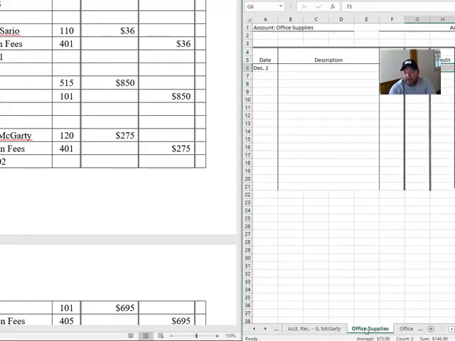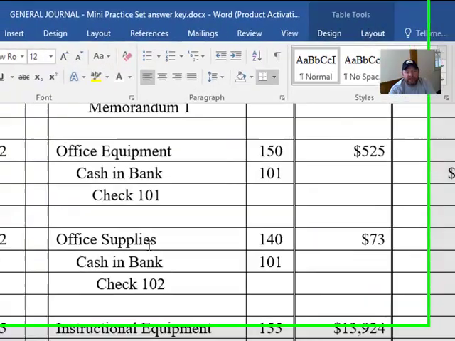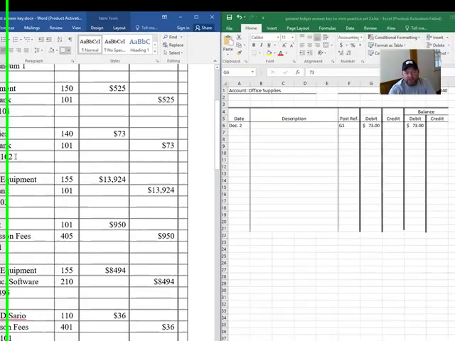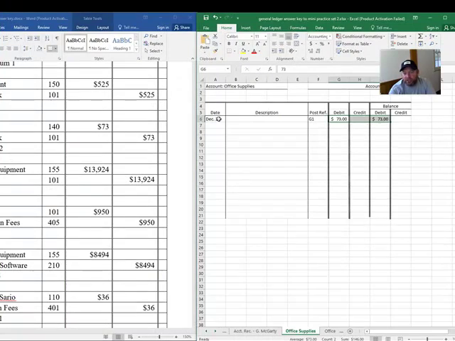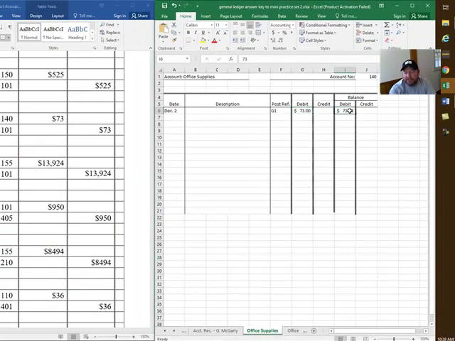Okay, our next account is office supplies, and this was on the 2nd of December. We purchased $73 worth of office supplies by writing a check, check 102. Here on the general ledger, I have office supplies as my account, account number 140. On the 2nd, page 1 of the journal, a debit of $73. The normal balance side for office supplies, an asset, is the debit side. So we just have a balance of $73, no other transactions. When we go to our trial balance after this, this will be our balance at the end of the month for office supplies.